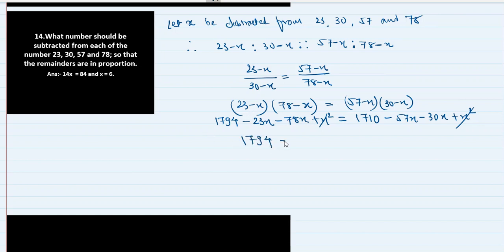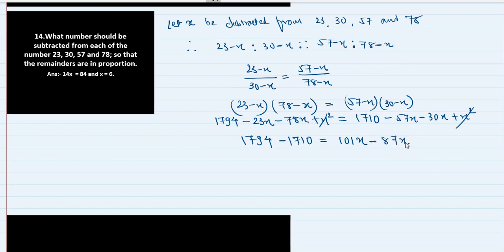1794, keep it over here, minus 1710, bring it to the left side, and then 23 and 78, if you add them you get 101, but it will be negative 101, minus 101, bring it to the other side, so it will become 101x positive minus 57 minus 30. 50 minus 57 minus 30 will be minus 87x.